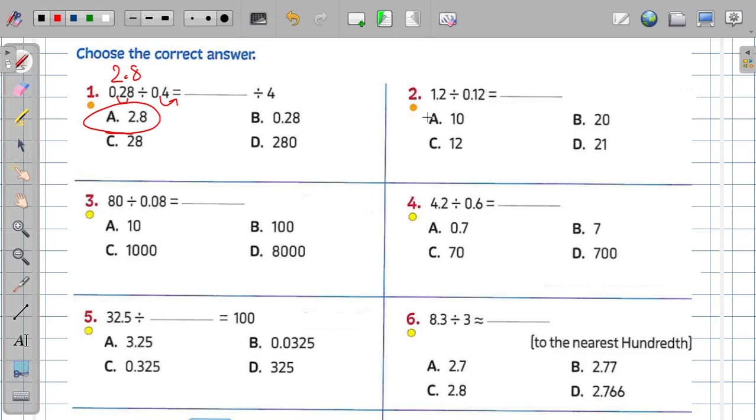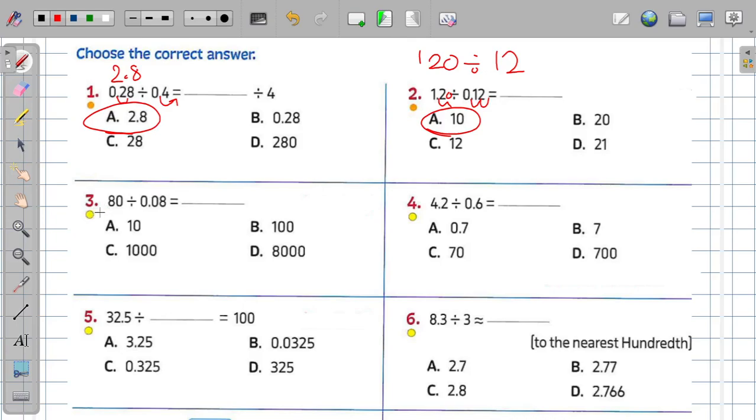First, or the next one, I have 1.2 divided by 0.12. Okay, so I will move the decimal point 2 places to the right. So I have 1, 2 places, and here I have 1, 2 places. Okay, so it will be 120 divided by 12. So I think 120 divided by 12 equals what? Equals 10. So it will be A.